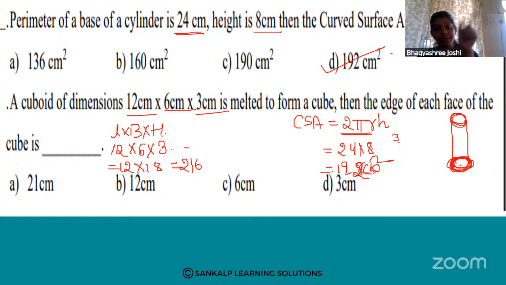Now, cuboid is melted to form a cube, right? That means here also volume is changing, cuboid to cube. So what is the volume of the cuboid? It is L into B into H. And what is the volume of the cube?